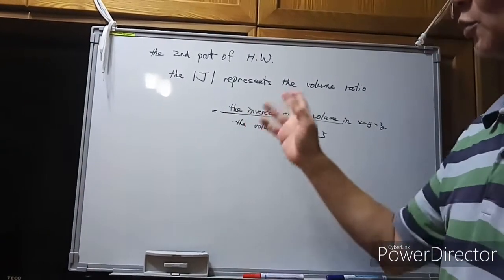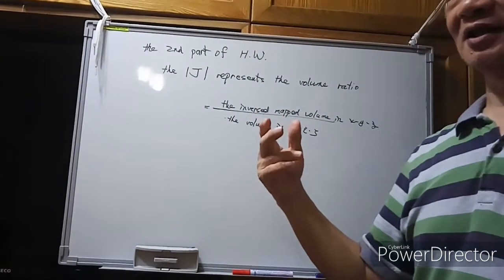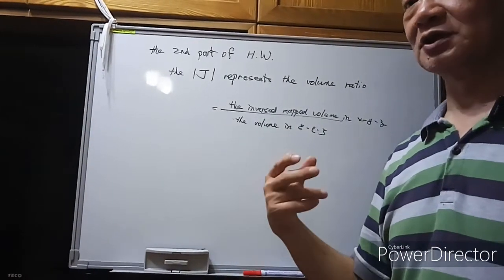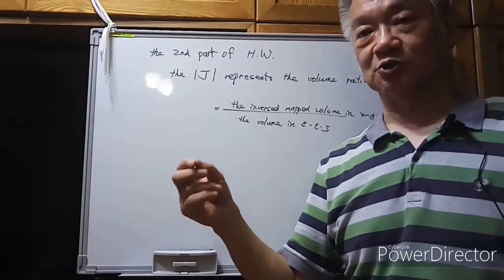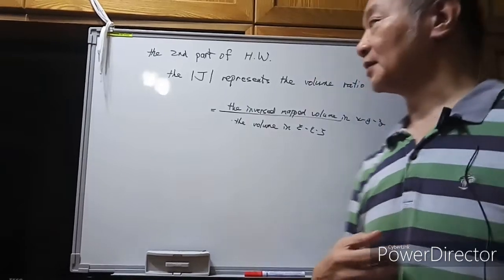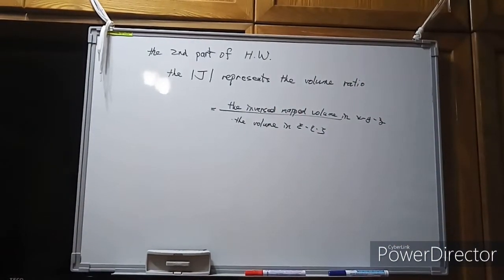Okay, so that's the homework you need to derive, and also it is important. After these derivations, you can persuade yourself, whenever you see the Jacobian, what's the physical meaning of this value. Okay, so that's the second part of the homework.